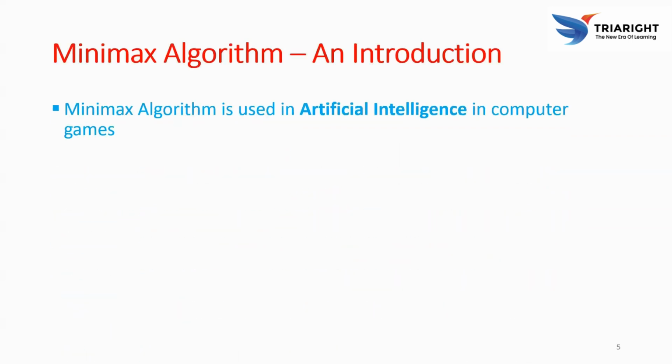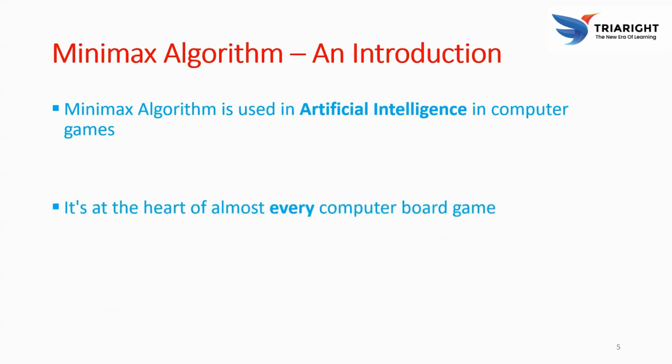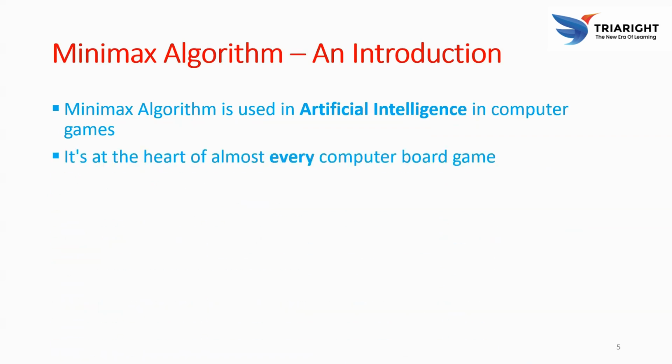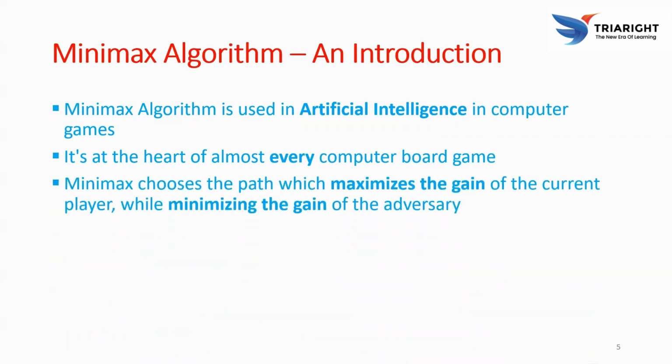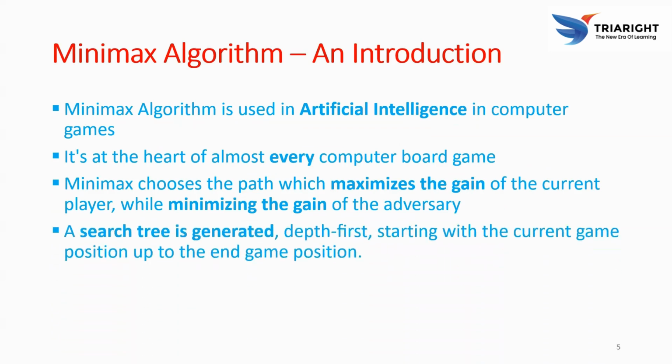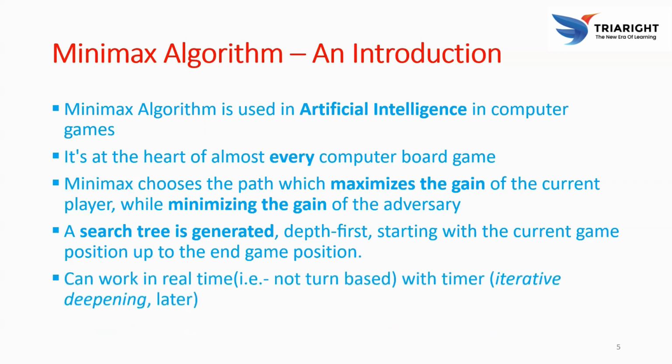The Minimax algorithm is used in artificial intelligence in computer games. It is at the heart of almost every computer board game, and Minimax chooses the path which maximizes the gain of the current player while minimizing the gain of the adversary. A search tree is generated using depth first search starting from the current game position up to the end game position. It cannot work in real time, only turn based, with a timer and iterative deepening later.